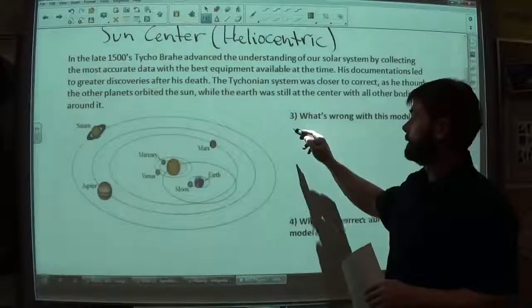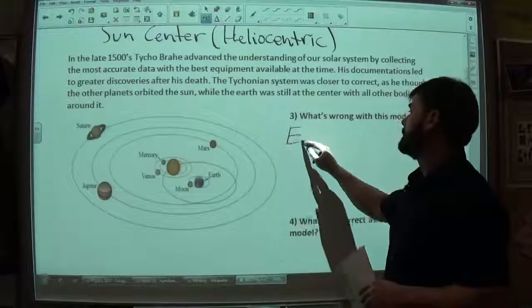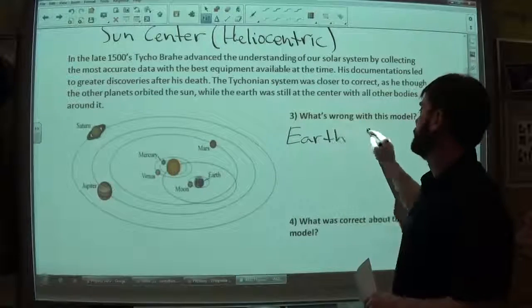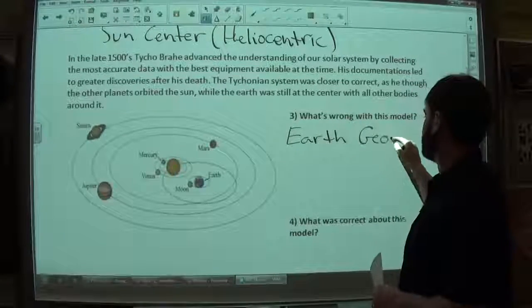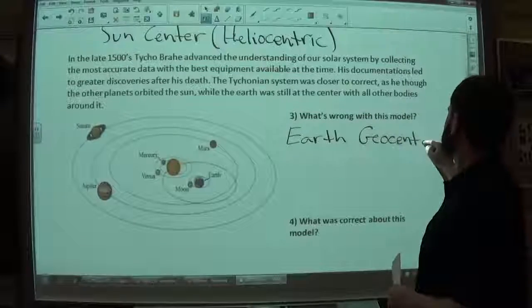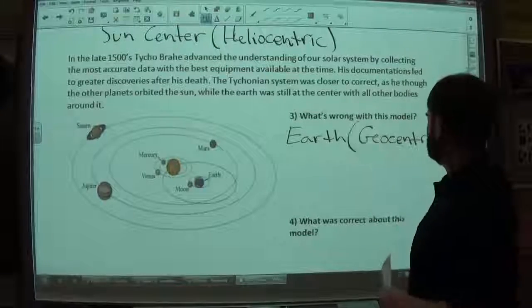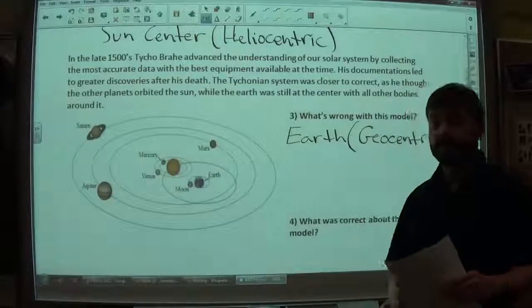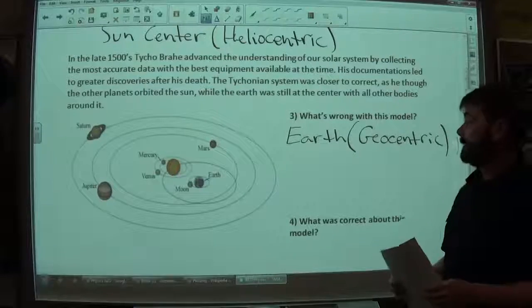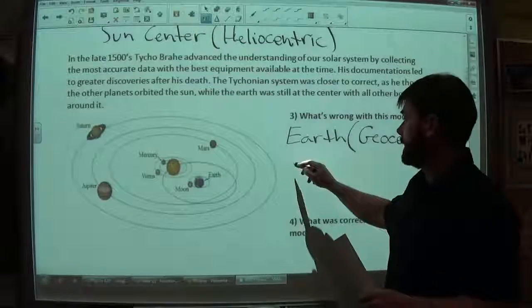What's wrong with this model? It is still Earth-centered, which is the geocentric idea, so they were still stuck on this. And again, these are things that are incorrect about the model. Other things that are incorrect, it's still missing planets.